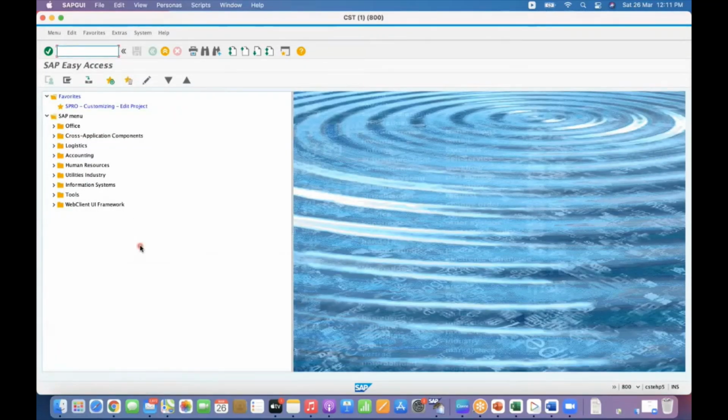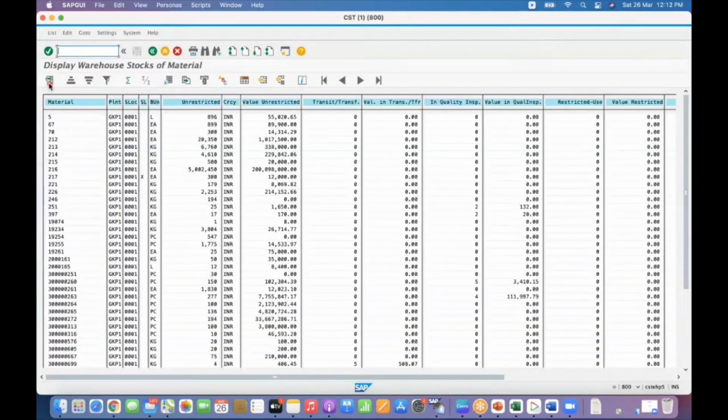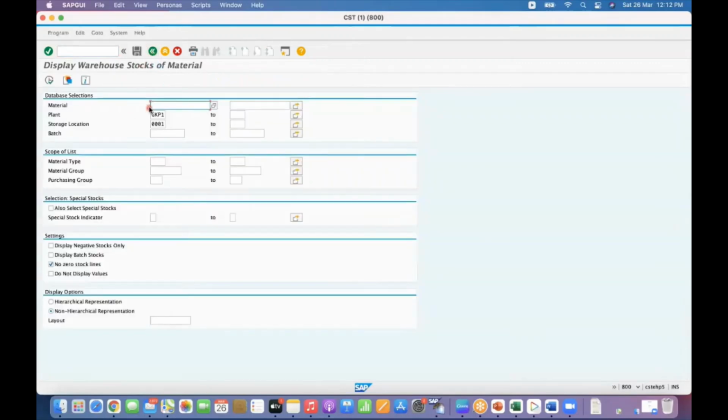In this video, I'm going to teach you about the value in MB52 transaction. For example, let's go to MB52, the stock report, pass any plant and the storage location. So you will get the list of materials along with the stock and the value. Okay, let's take any one material. Let's take 251.